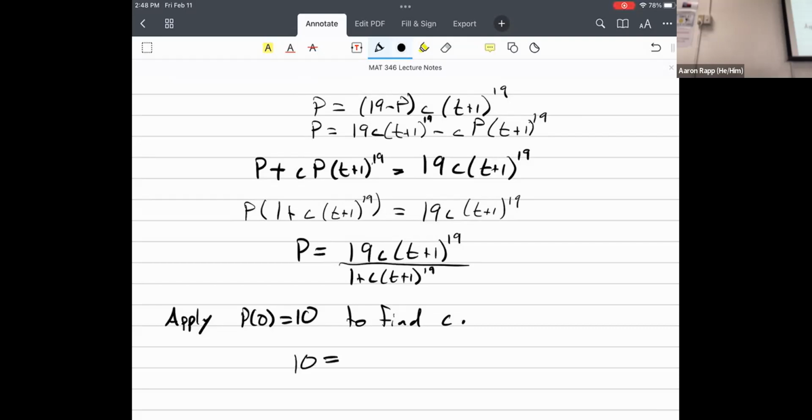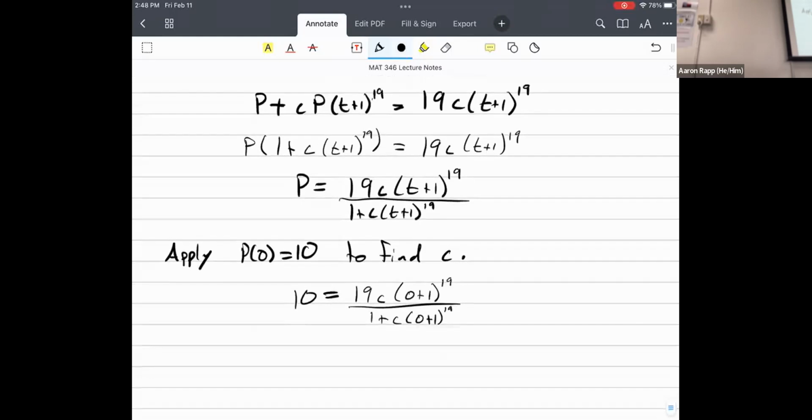So I need 10 is equal to 19 times c times (0 plus 1) to the 19th, all divided by 1 plus c times (0 plus 1) to the 19th. Well, 0 plus 1 is 1. Anything to any power, 1 to any power, is always just 1. Meaning that I have 10 is equal to 19 times c, divided by 1 plus c.